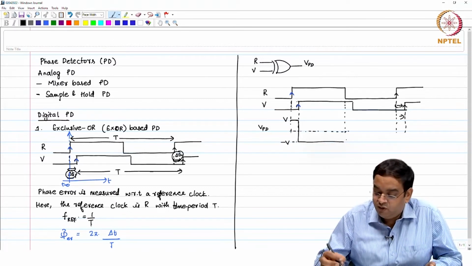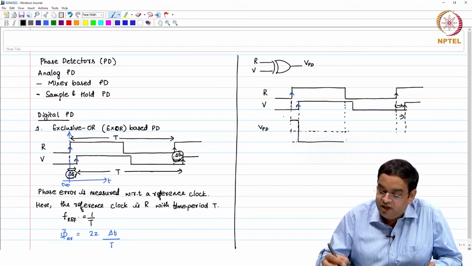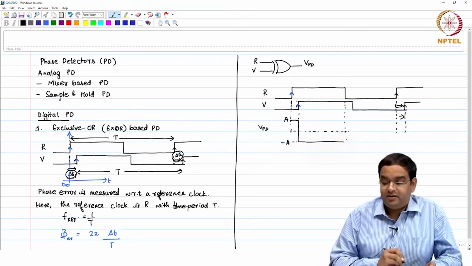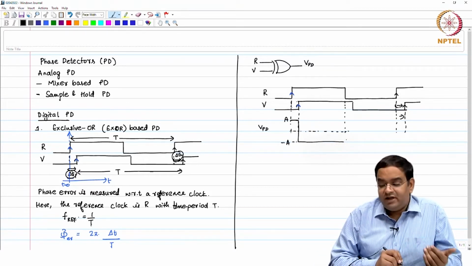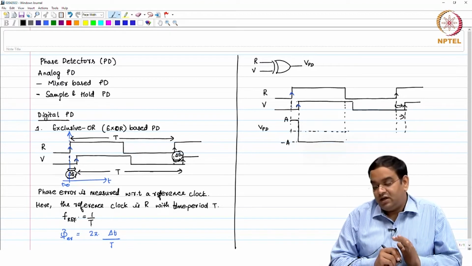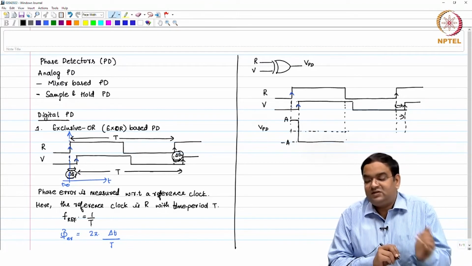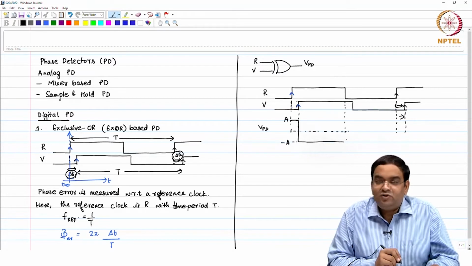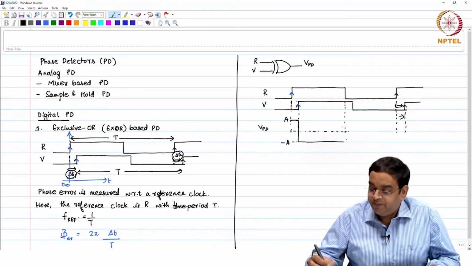In order to avoid any confusion with the signal V, I will avoid this V here, I will use this as A and minus A, for the VPD output. You can very well have A and 0. Just for this analysis, you will find it is quite easy to look at with A and minus A. Okay.